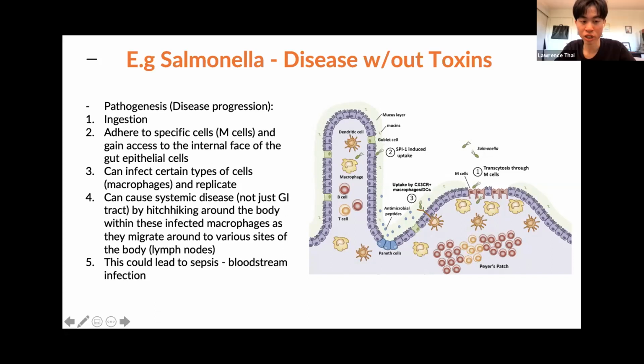It basically hitchhikes around in infected macrophages, because these infected macrophages are able to move in and out of the intestines, move out into the bloodstream, and go to other places or other lymph nodes. Because of this hitchhiking, this is how it causes systemic diseases. One of the pretty serious systemic diseases is sepsis, which is basically bloodstream infection. It can escape whenever it wants to, but it likes to hide inside the macrophages because it's one of the mechanisms it uses to hide from our immune system.